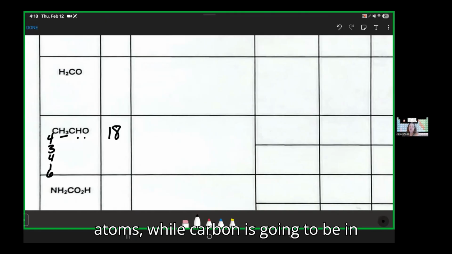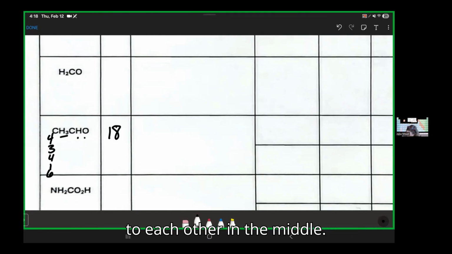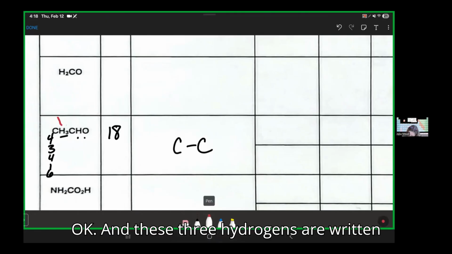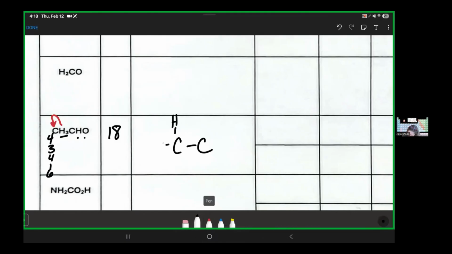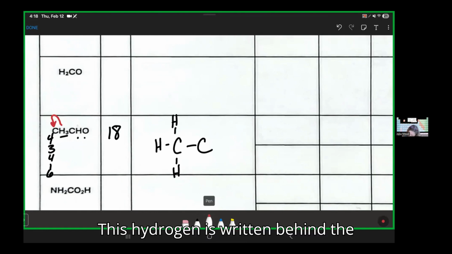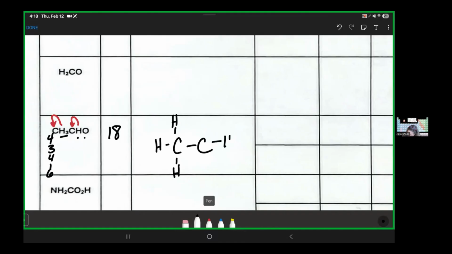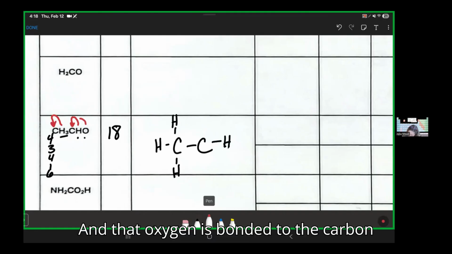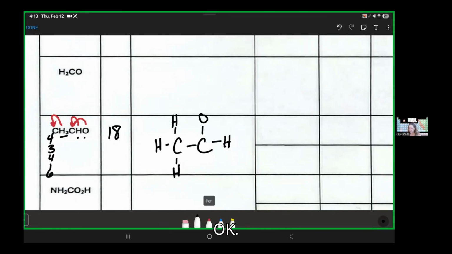Okay, so we're going to choose our central atoms. Well, carbon is going to be in the middle. Both of those carbons bonded to each other in the middle. Okay, and these 3 hydrogens are written behind that carbon, so they're bonded to that carbon. This hydrogen is written behind the carbon, so he's bonded to the carbon. And that oxygen is bonded to the carbon because he's drawn behind that carbon.